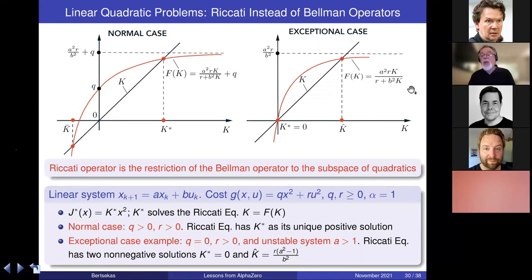And this is an example where you don't have uniqueness. In fact, if you try value iteration for this exceptional case, you'll find that value iteration converges to the non-optimal solution rather than K star. This is just an example of exceptional behavior, and there are many of those in other contexts that are more complicated than linear quadratic.